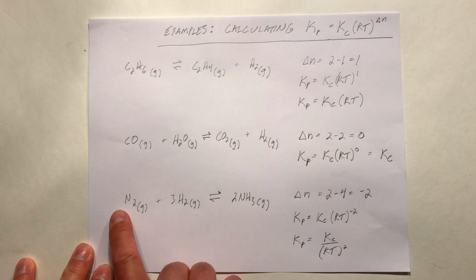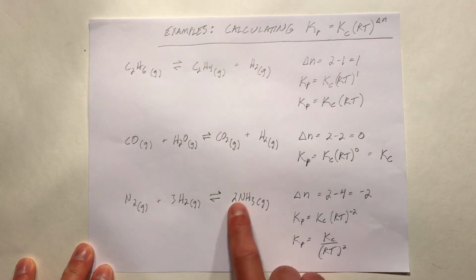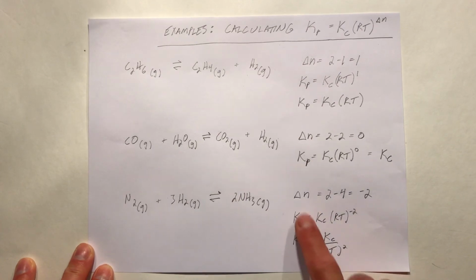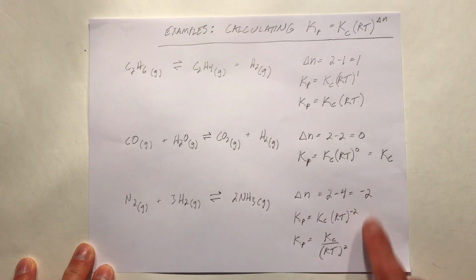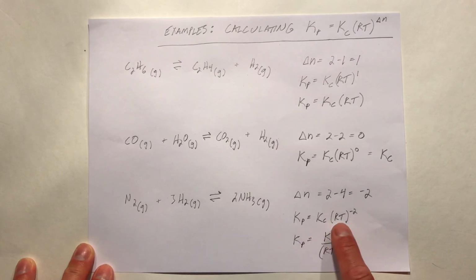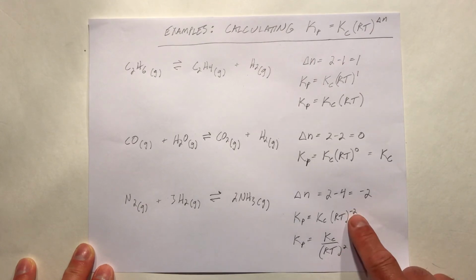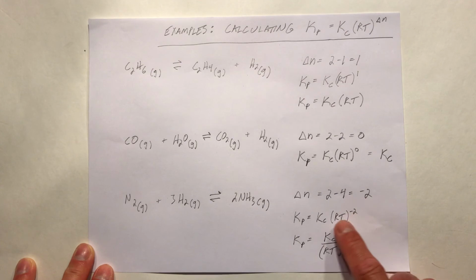And if we have 1 and 3 more is 4 moles of reactant and 2 moles of product, we see that delta N, 2 minus 4, is negative 2. So Kp is equal to Kc multiplied by the quantity RT to the negative 2 power. Or Kp is equal to Kc divided by RT to the second power. Remember, when you have a negative power, that puts that value in the denominator.